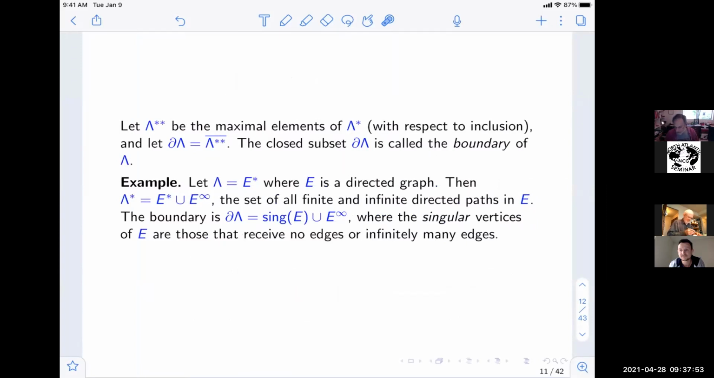So for example, if you have a directed graph, then lambda would be the set of finite paths in the directed graph. So the directed hereditary sets can be identified with all finite and infinite directed paths in the graph. But the boundary consists only of the infinite paths and the singular vertices, the ones that receive either no or infinitely many edges. So if you're used to directed graphs and you turn the arrows around, you'll recognize this idea.